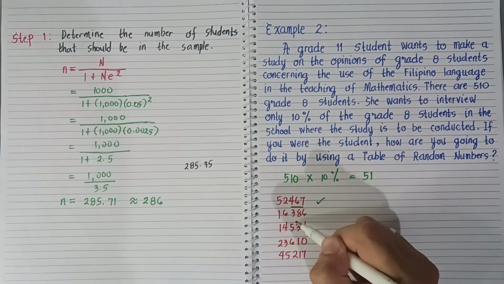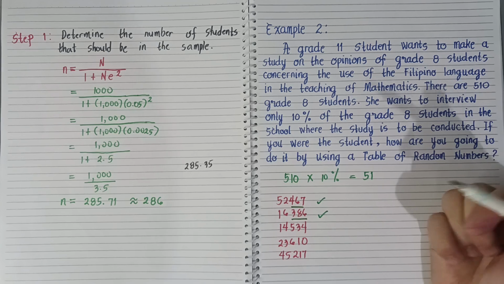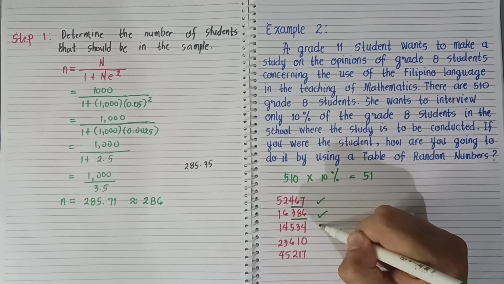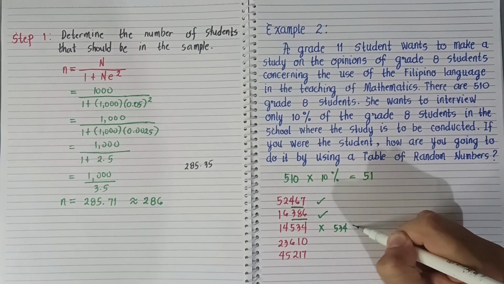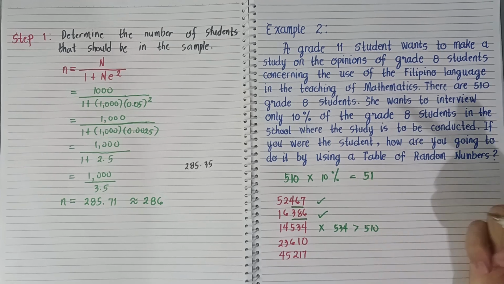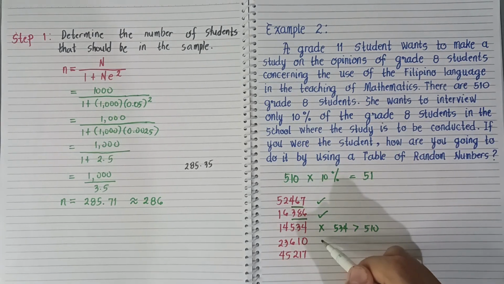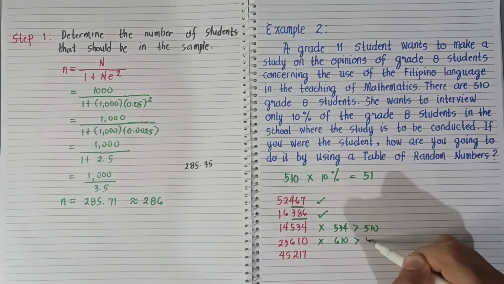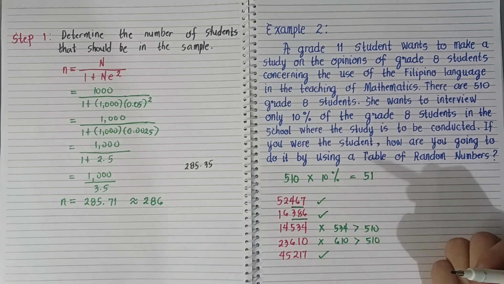How about 386? Correct. Kasama rin yan. Okay? And then, how about 534? Is 534 included? Of course not. Okay. Because 534 is greater than 510. Tama. So, magbabase tayo dito guys. Okay? So, ito, ganun din. Because 610 is greater than 510, right? How about 217? Of course, kasama yan.